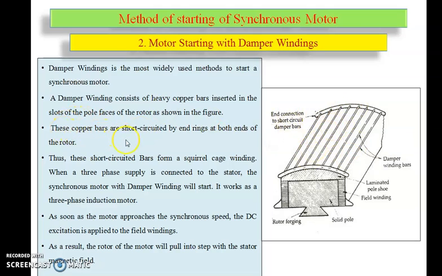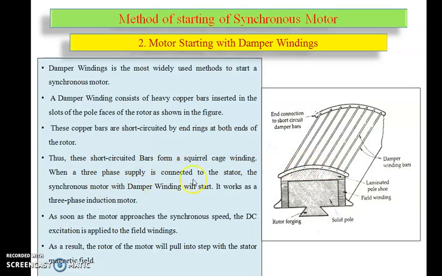Now these copper bars are short circuited by end rings at both ends of the rotor. These are the end rings, and these vertical lines are nothing but the copper bars inserted into the rotor pole faces. All these rotor bars are short circuited with the help of the end rings. Thus these short circuited bars form a squirrel cage winding. Similar to the construction of a squirrel cage motor, where we connect the rotor conductors with end rings, this simply acts as a squirrel cage winding.